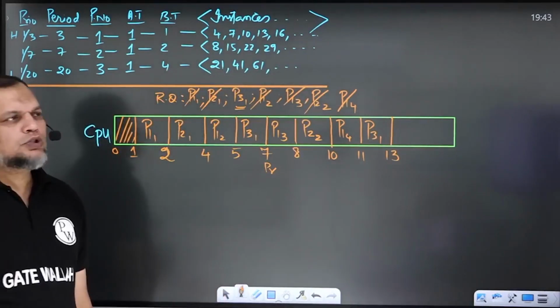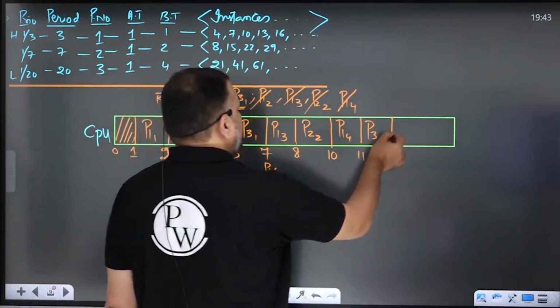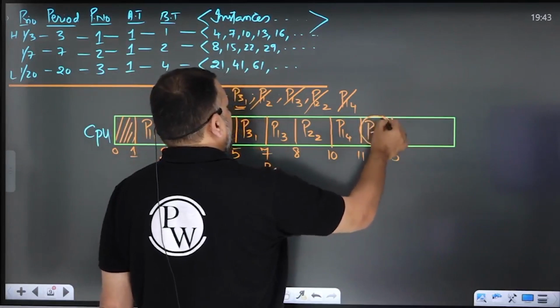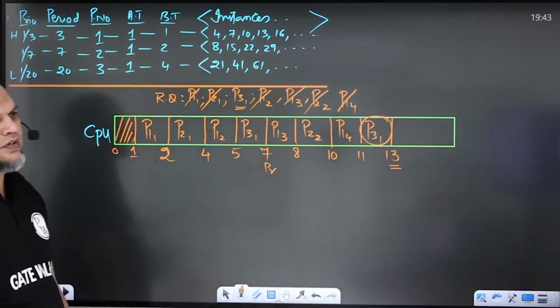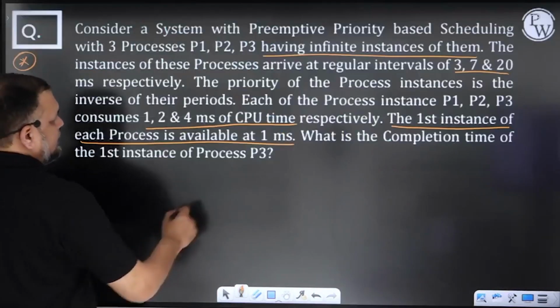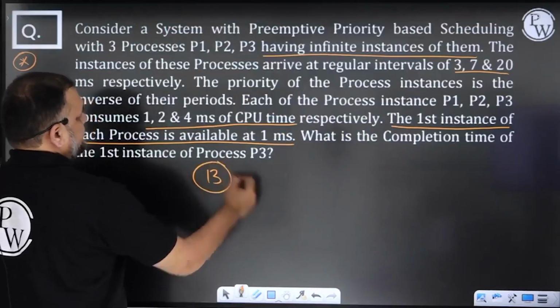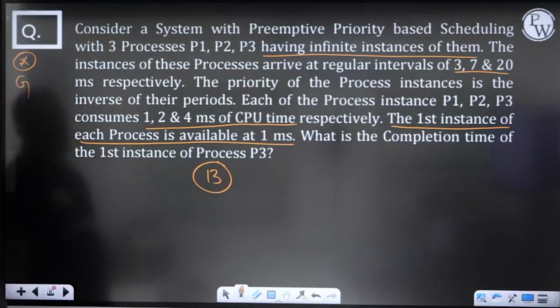This is the chart. So the first instance of P3 got completed at time 13. Therefore the correct answer is 13. So the answer for this question, the completion time of the first instance of process P3, is 13.